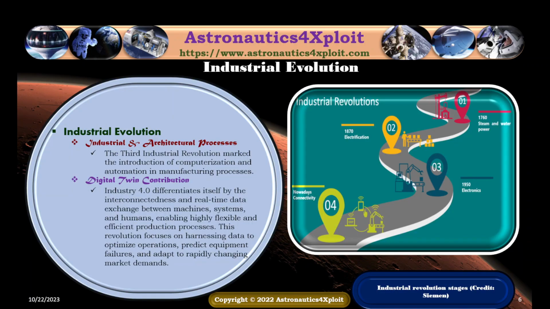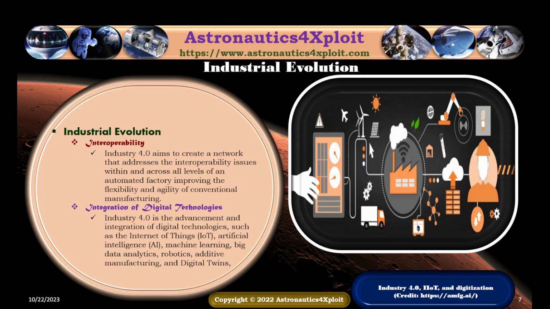The third industrial revolution marked the introduction of computerization and automation in manufacturing processes, while Industry 4.0 differentiates itself due to the interconnectedness and real-time data exchange between machines, systems, and humans. Industrial revolution stages are shown in this picture. Industry 4.0 aims to create a network that addresses the interoperability issues within and across all levels of an automated factory, improving the flexibility and agility of conventional manufacturing.